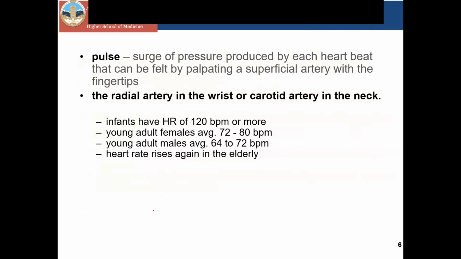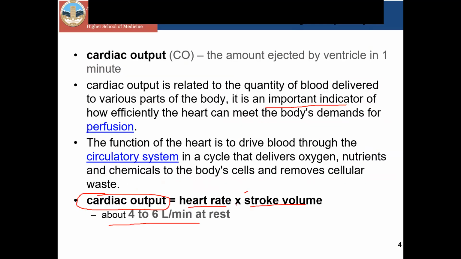For example, here again, if we go back here, in athletes, some of them have a decreased heart rate, or bradycardia. This heart rate decreased because of enlargement of the heart. Have you heard about hypertrophy? What does it mean?